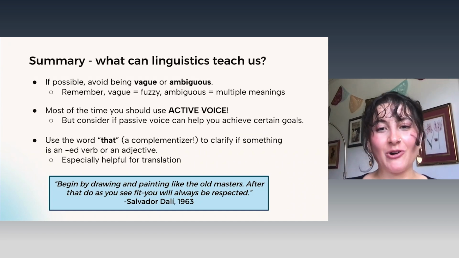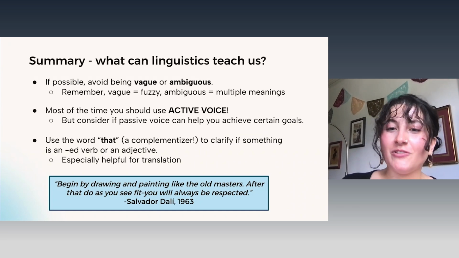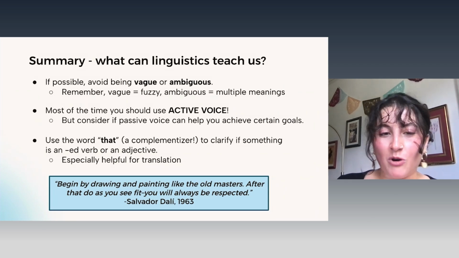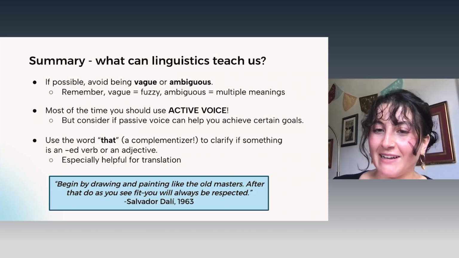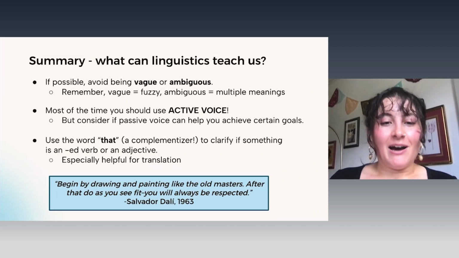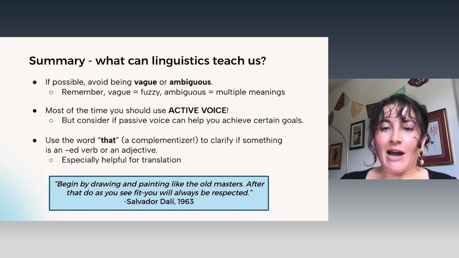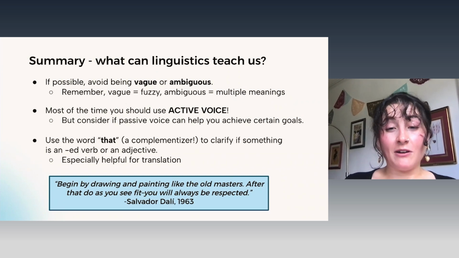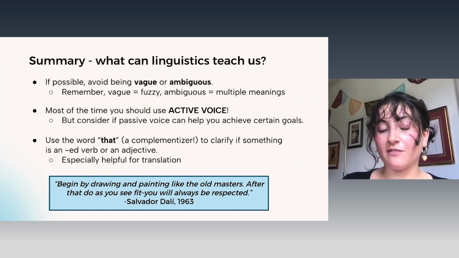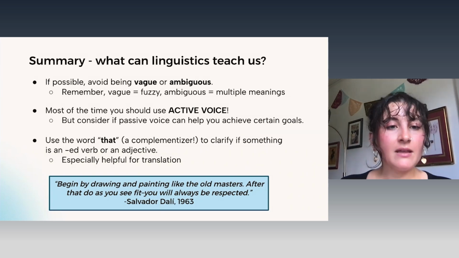So I'm not saying, totally disregard your style guide. The second part of this quote says you will always be respected. I can't guarantee that, but I hope that gives some inspiration for how we can use language to our advantage when we really understand how it works fundamentally.